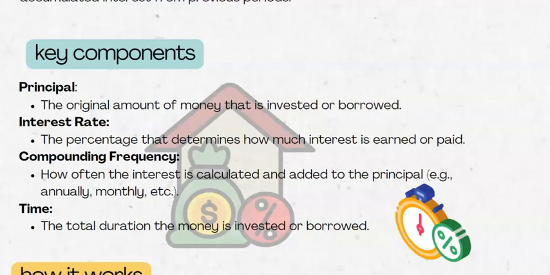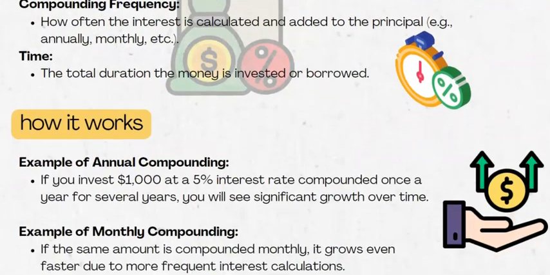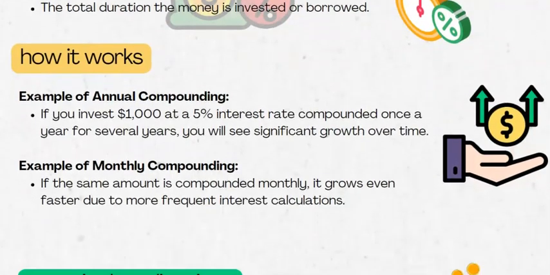And so let's see how compounding works. For instance, if you invest $1,000 at a 5% interest rate compounded annually, you'll notice that your investment grows gradually over the years. But if that same investment is compounded monthly, you'll see even more growth due to the more frequent calculations of interest. And that's the power of compounding.